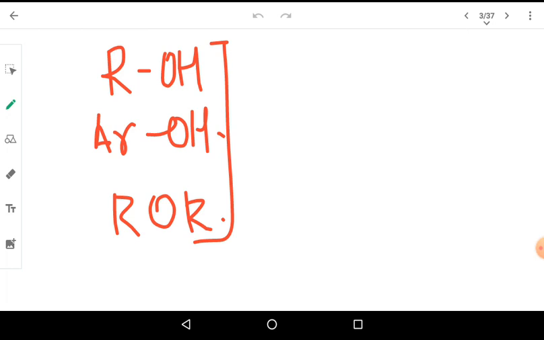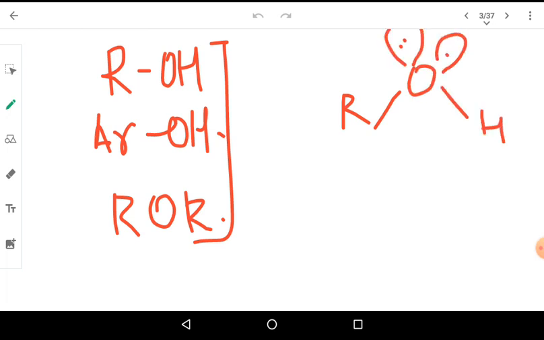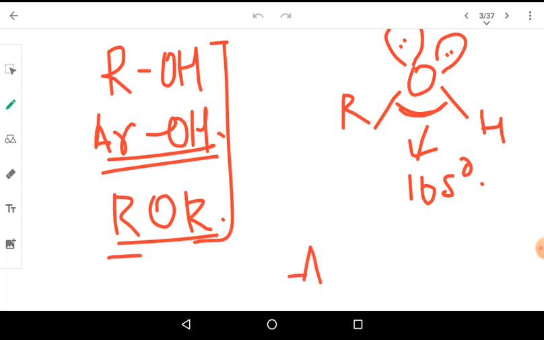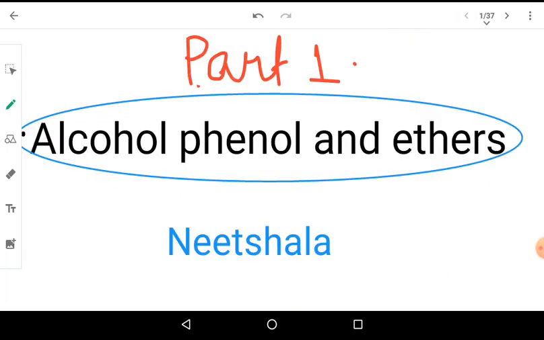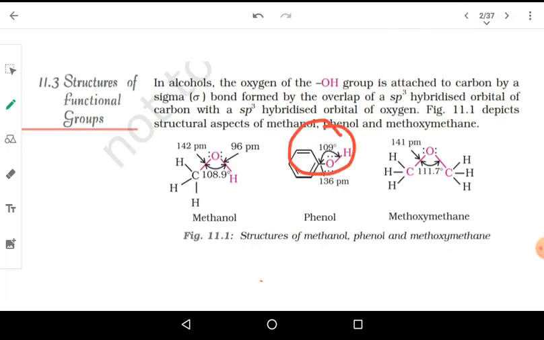The reason is because we have R, O and H, and this oxygen has two lone pairs. Because of these two lone pairs, there is repulsion between the lone pairs, as a result of which this bond angle is reduced to nearly 108 degrees. Whereas if I talk about AROH, this is a little bulkier group, and here the carbon onto which the oxygen atom is attached is sp2 hybridized, as a result of which the bond angle is slightly higher, nearly, as you can see here, 109 degrees.